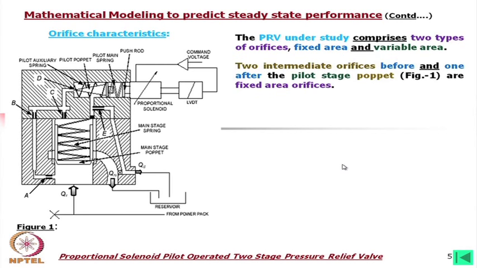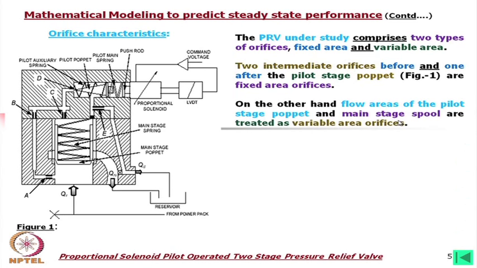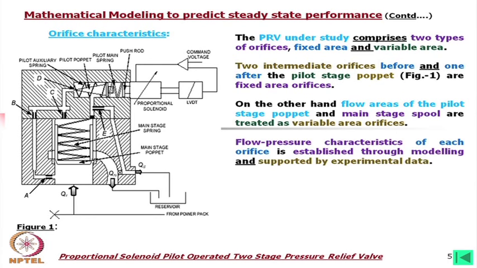Two intermediate orifices before and one after the pilot stage poppet are fixed area orifices, say 1, 2, and this 3, these 2 before the pilot stage and 3 after the pilot stage are the fixed area orifices. On the other hand, flow areas of the pilot stage poppet and main stage spool are treated as variable area orifices, which I have explained already. Flow pressure characteristics of each orifice is established through modeling. We can establish this through mathematical modeling, and then it can be supported by the experiment.